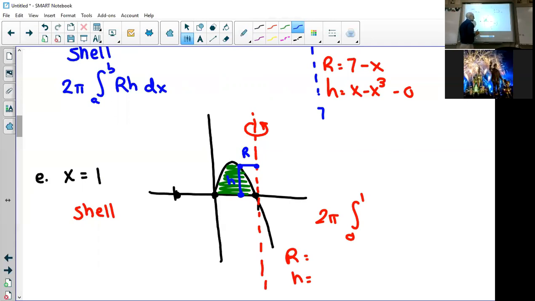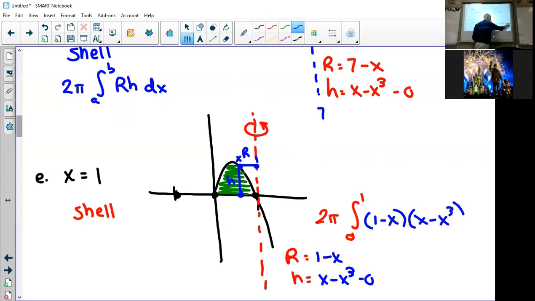All right, take a second. H is still the same thing, x minus x cubed minus 0. And our r, again, this point here is x. This point here is 1, right minus left, that's 1 minus x. So we've got 1 minus x, and then x minus x cubed for h dx. Excellent. All right, so the more you practice setting these up, this actually gets easier and easier as you go.